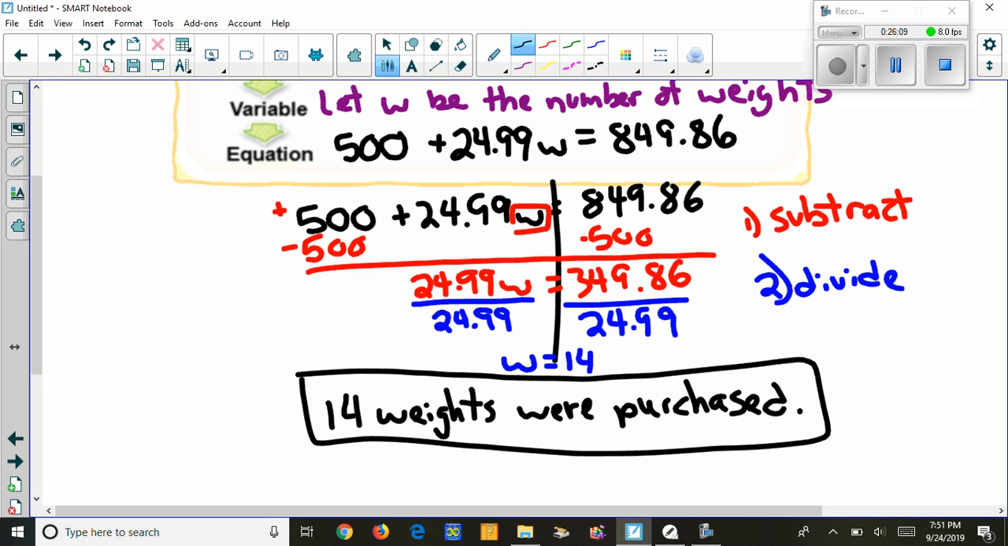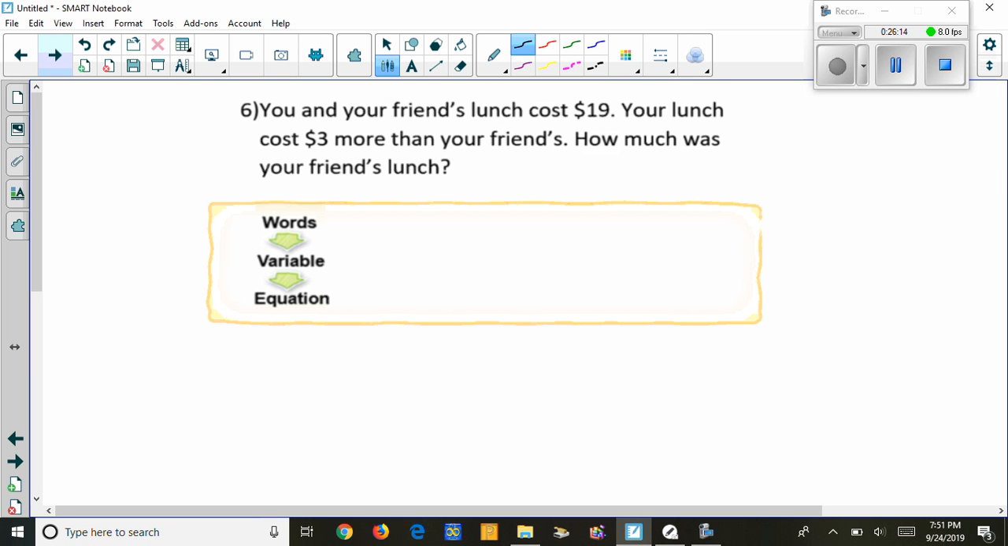Now I have one more example. Bear with me. What I might suggest doing here is stopping the video, trying it out on your own, and starting it back up and seeing what you get. You and your friend's lunch cost $19. Your lunch costs $3 more than your friend's. How much was your friend's lunch? And I had circled the numbers as I went. Once you get more comfortable with it, you guys will be able to pick up your speed.